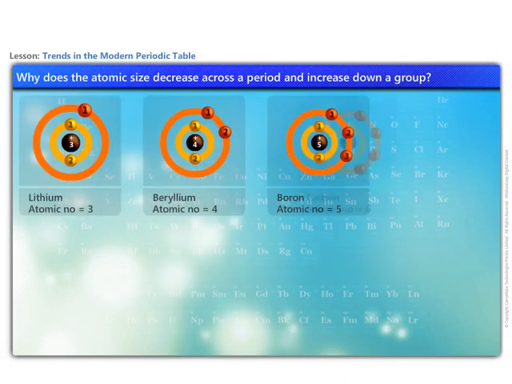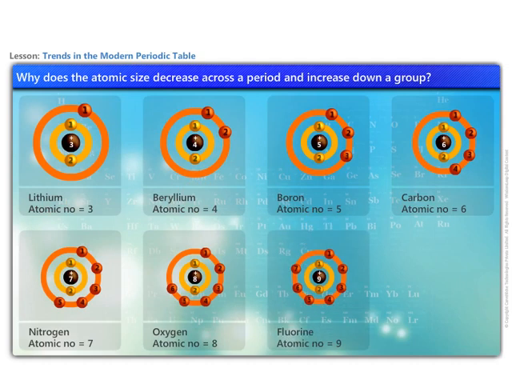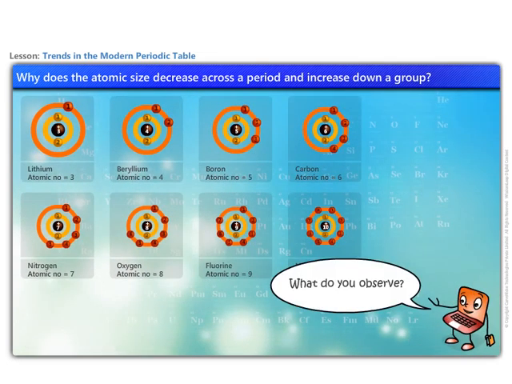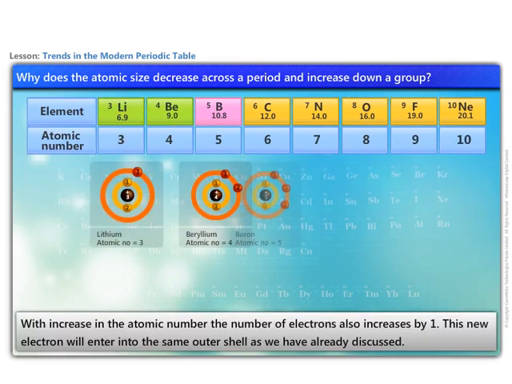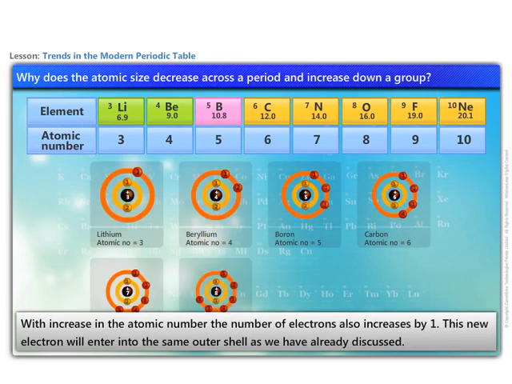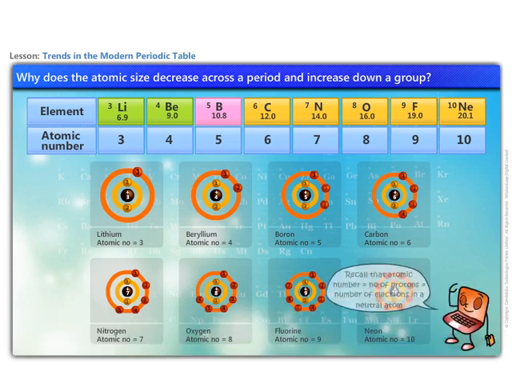Why does the atomic size decrease across a period and increase down a group? Let us take a look at the electronic configurations of elements of the second period. What do you observe? As we move across the period, we see that there is an increase in the atomic number by 1 unit. With the increase in the atomic number, the number of electrons also increases by 1. This new electron will enter into the same outer shell as we have already discussed.